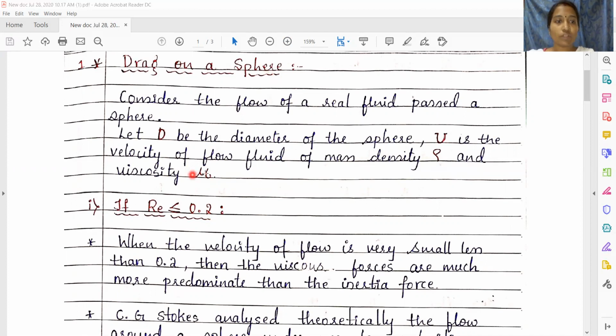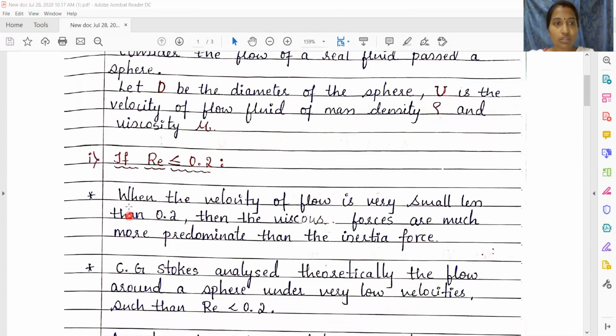So the first condition comes here: if the Reynolds number is less than or equal to 0.2. So what is the Reynolds number? The Reynolds number is the ratio of the inertia force to the viscous force. Right?